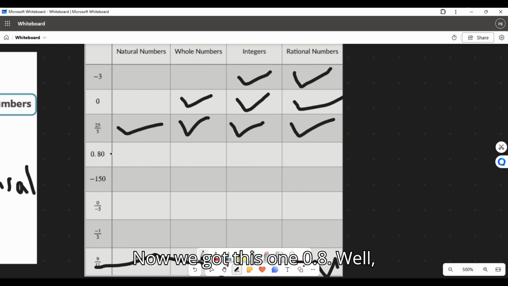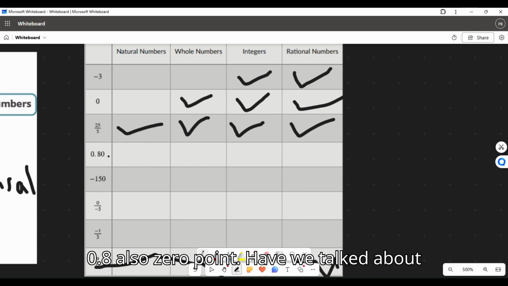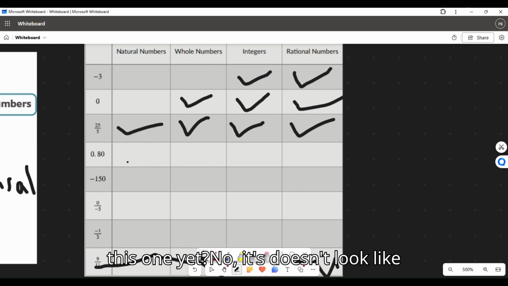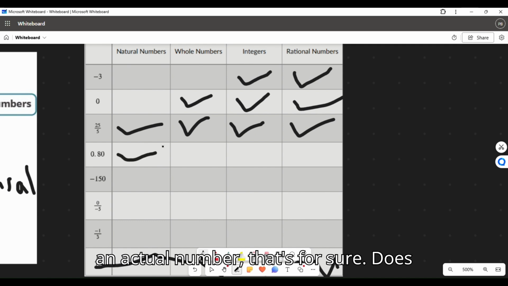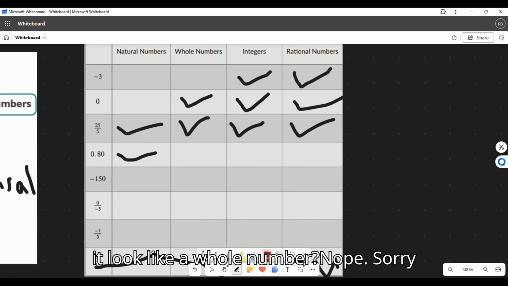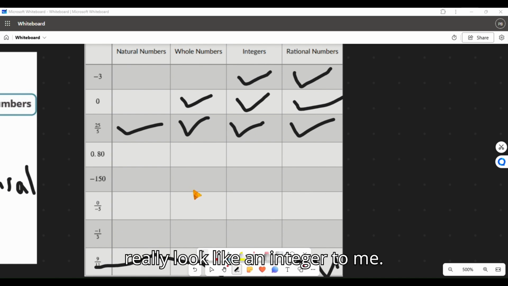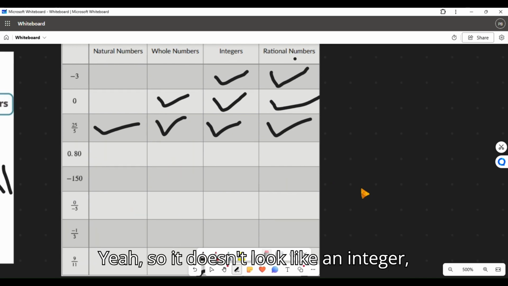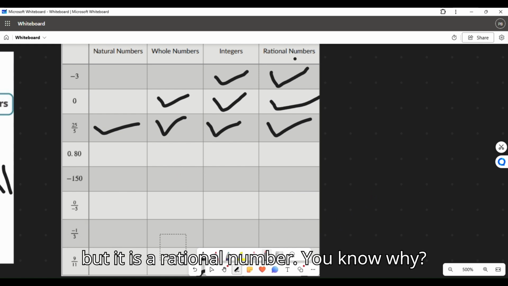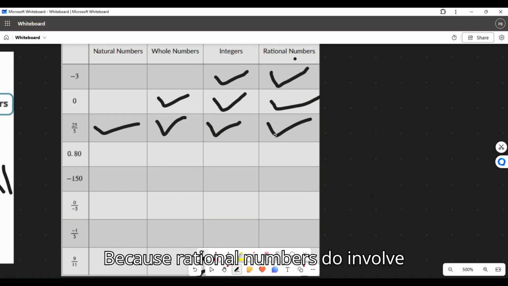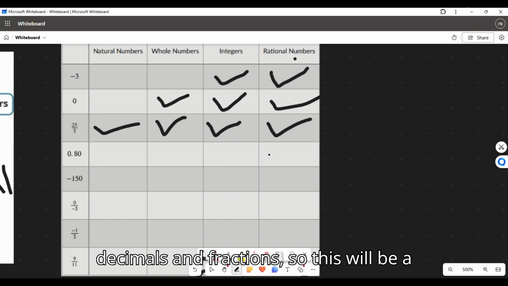Now we got this one, 0.8. Well, 0.80, also 0.8. Have we talked about this one yet? No. It doesn't look like a natural number, that's for sure. Does it look like a whole number? Nope. Does it look like an integer? Nope. So it isn't an integer, but it is a rational number, because rational numbers do involve decimals and fractions. So this will be a rational number.